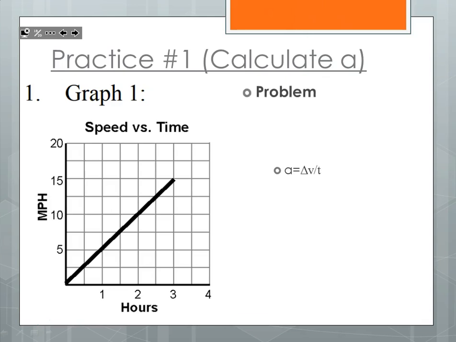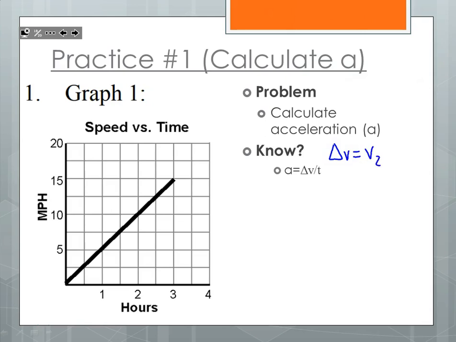Remember on number 1, we have to figure out what the problem is asking, and what it's asking us to calculate: acceleration. Quick reminder, we know that acceleration is the change in speed all over the change in time. And remember, when I'm saying change in speed, I'm saying speed 2 minus speed 1, all over the time it took. I could also use the slope, which equals the change in y, which is y sub 2 minus y sub 1, all over the change in x, x sub 2 minus x sub 1.